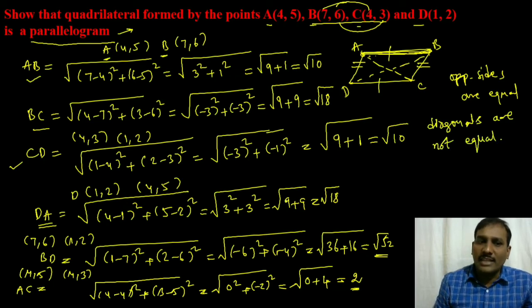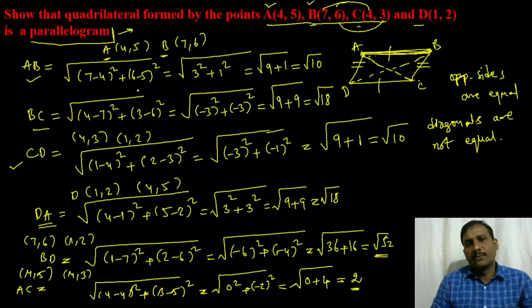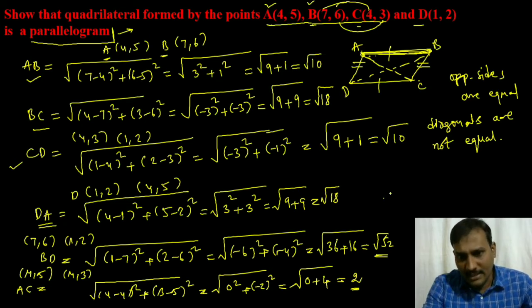So these are the vertices of the parallelogram. Therefore, the quadrilateral formed by A, B, C, D is a parallelogram. Okay. Next.